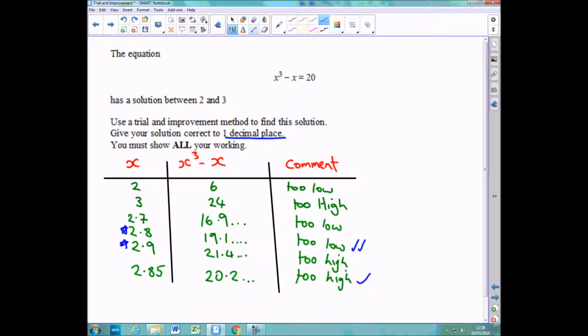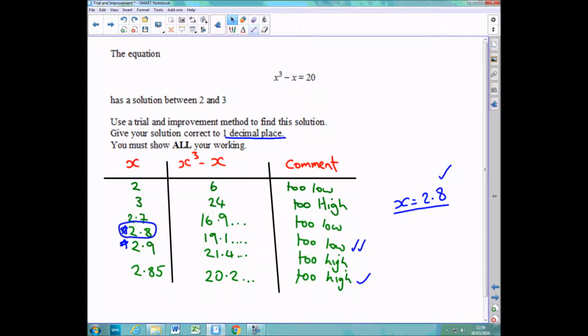Now to get the fourth, we need to make the right conclusion. We need to decide on the right value. And if our decider is too high, then we've got to pick our lower one. So our answer should be x equals 2.8. Okay, so if you made the right conclusion there, you got your 4th mark.